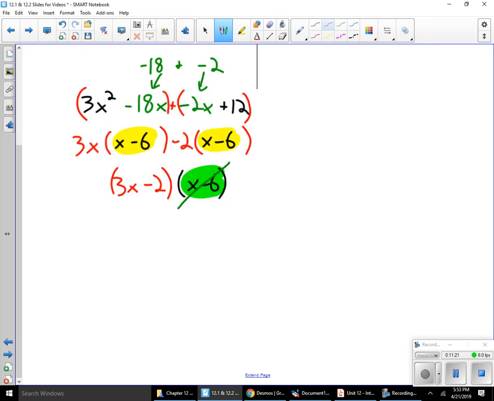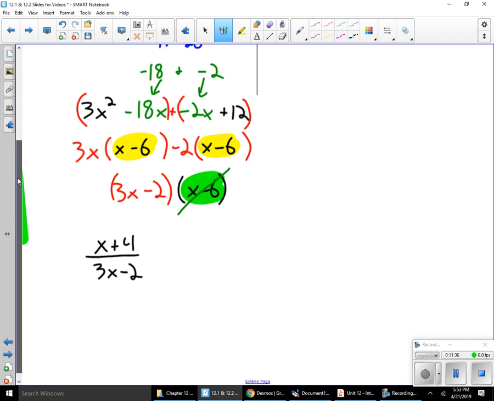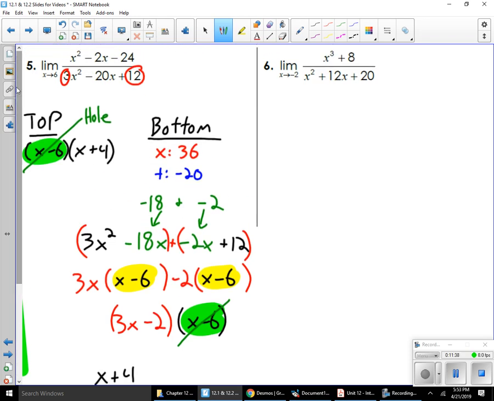So I still have an x plus 4 in my numerator, and I still have a 3x minus 2 in my denominator. So quite a bit going on in this particular problem. The goal was to find the limit as x approached 6.